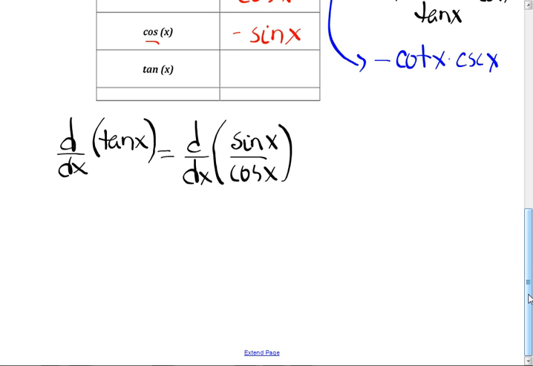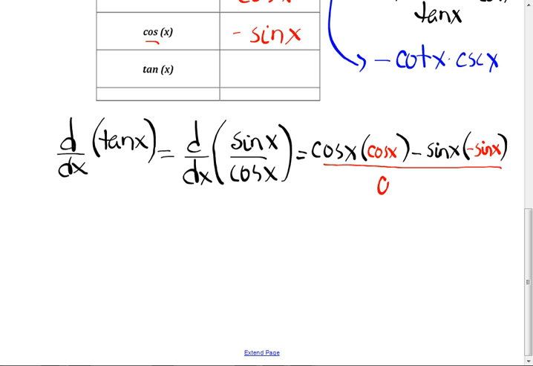So remember how to do the quotient rule? It's the denominator times the derivative of the numerator. What's the derivative of sine? Cosine. Then it's minus the numerator times the derivative of the denominator, negative sine of x, all over the denominator squared. I prefer to write it that way. It's the only way you can put it on your calculator, by the way. You can't do cosine squared of x on your calculator.